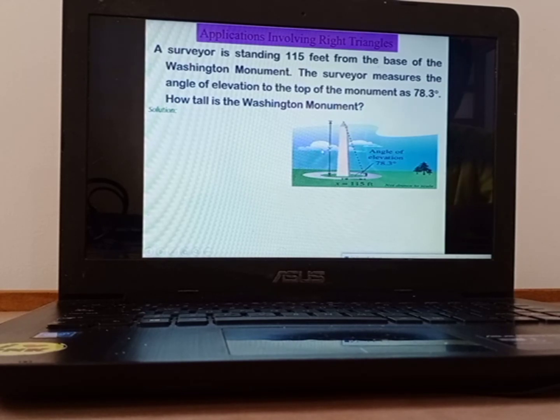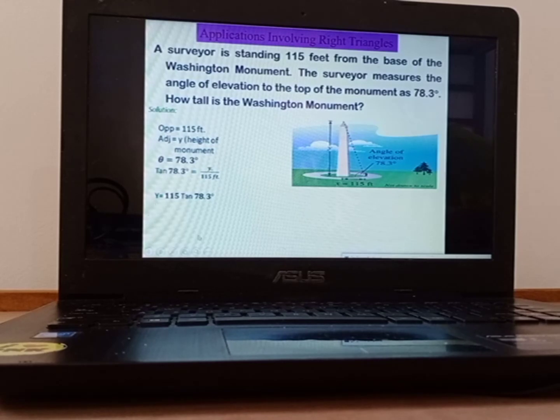We call this SOHCAHTOA. If the given is opposite and adjacent, we will have to use the tangent function. So for our solution, our opposite is y, which is the height of the monument, our adjacent is 115 feet, and our angle is 78.3 degrees. For the tangent function, opposite is y and adjacent is 115 feet. Cross multiplying, we have 115 tangent 78.3 is equal to y.